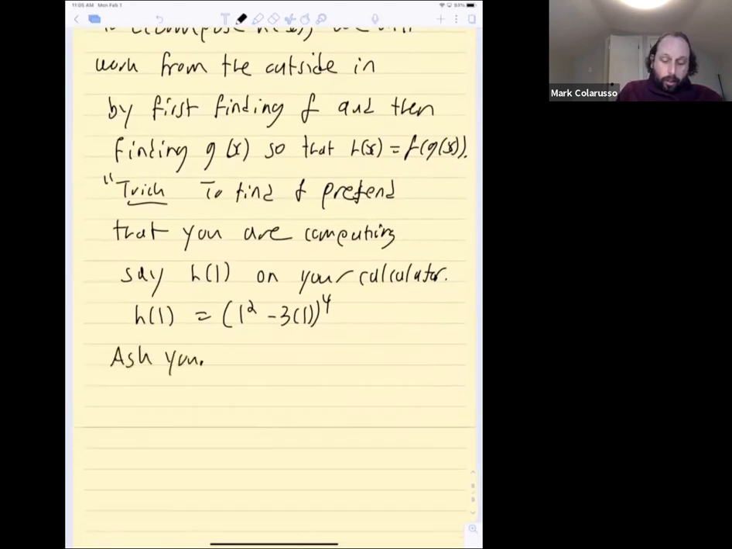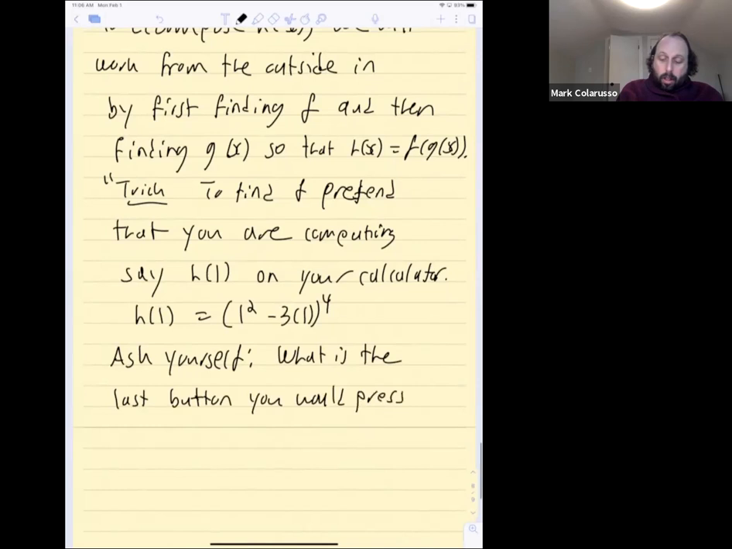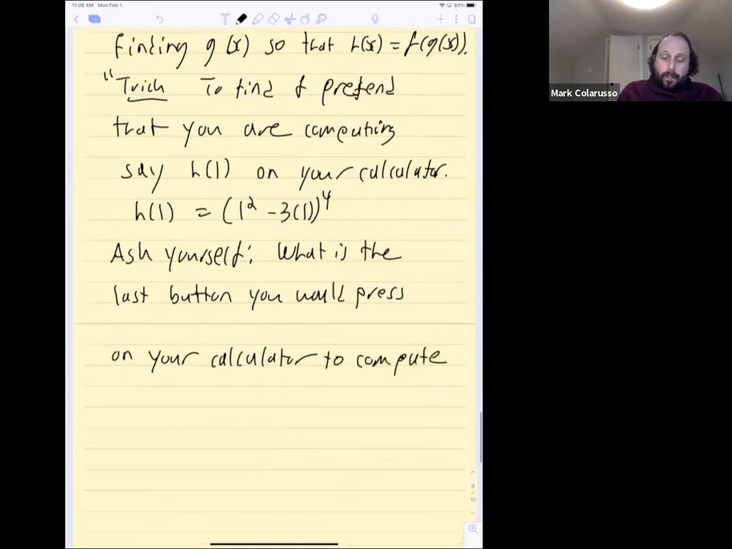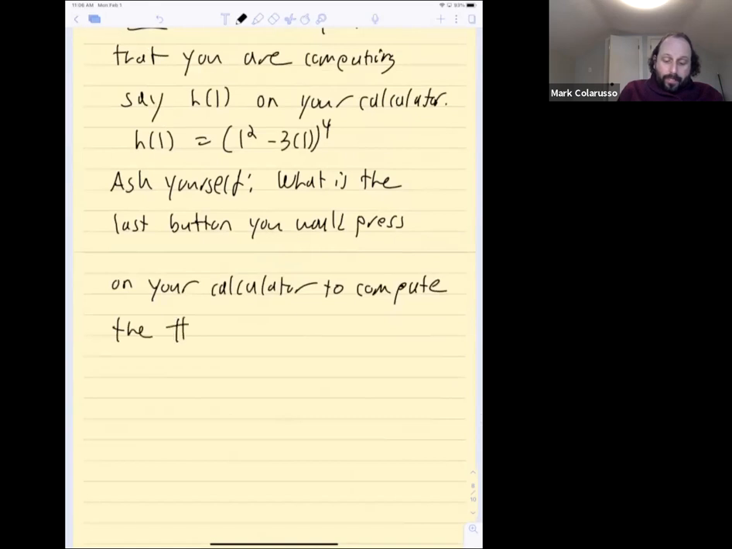Ask yourself. You can even go put this into your calculator and notice what is the last button you would press on your calculator to compute the number h at 1? Well, let's think through this.